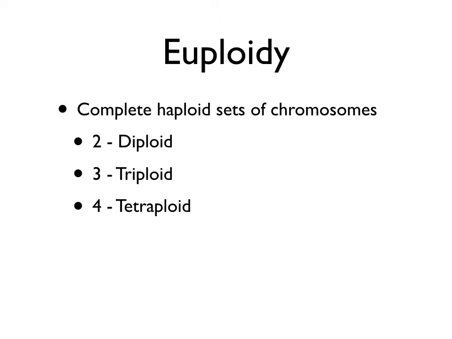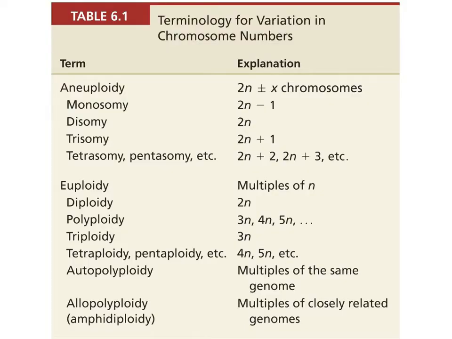N is the haploid chromosome number. For us, that's 23. You, being a diploid, are 2N. You have 2 times 23. These gray tree frogs are 4N. They have 4 haploid sets of the chromosome. These are the different states of euploidy. And table 6.1 clearly indicates mathematically how you would recognize these different forms of aneuploidy and euploidy.